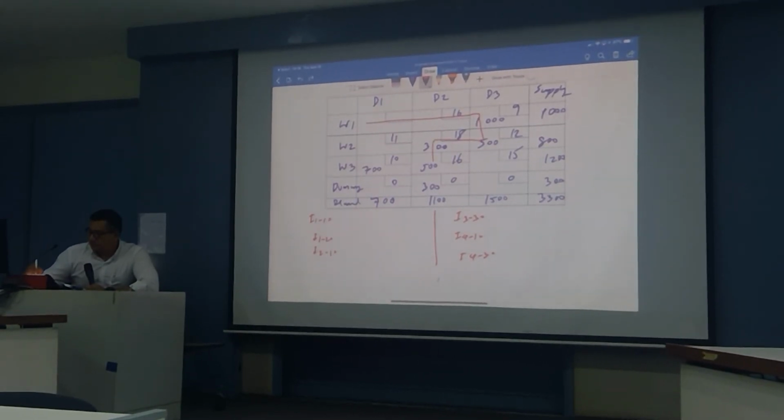I also don't know what happened. Right? So this is the path for cell 1-1.